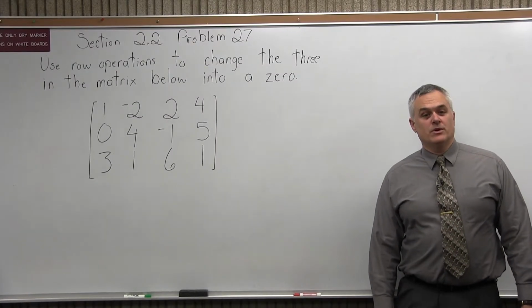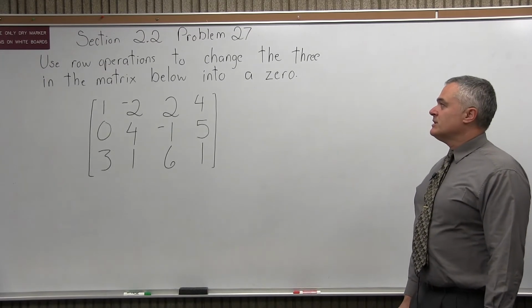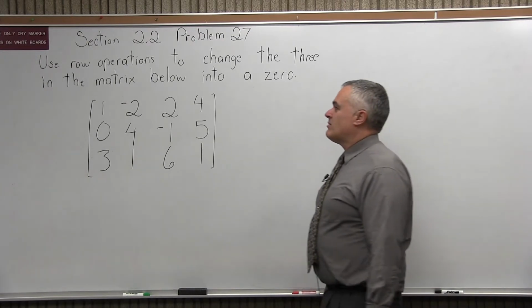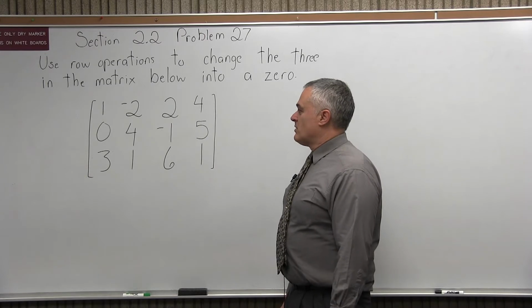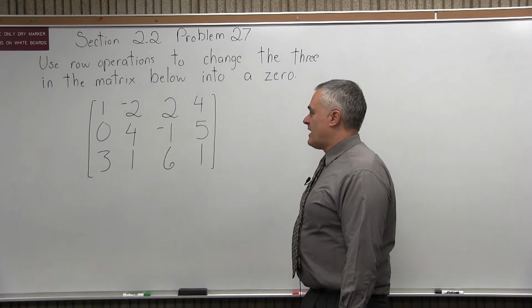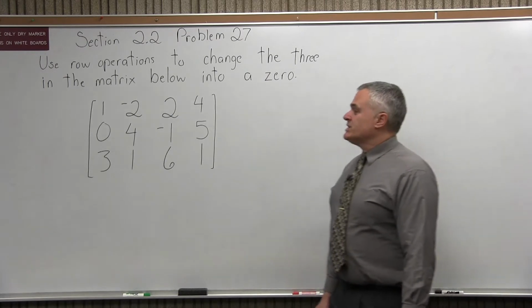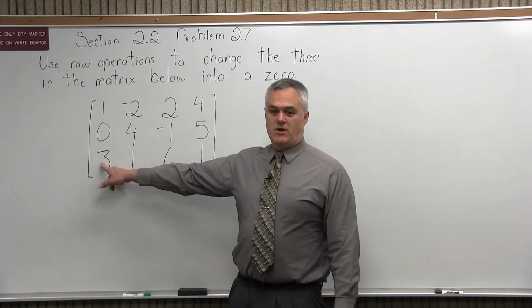This is Section 2.2, Problem 27. It says use row operations to change the 3 in the matrix below into a 0. And the matrix below has the top row of 1, -2, +2, 4. The middle row is 0, 4, -1, 5. And the bottom row is 3, 1, 6, 1. So the instructions ask us to turn the 3 in the bottom row into a 0.